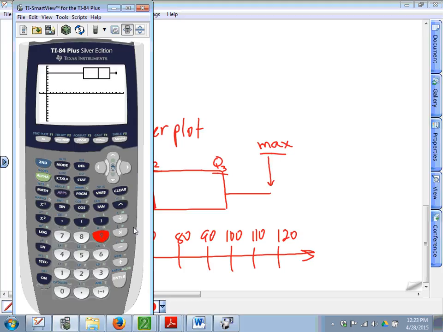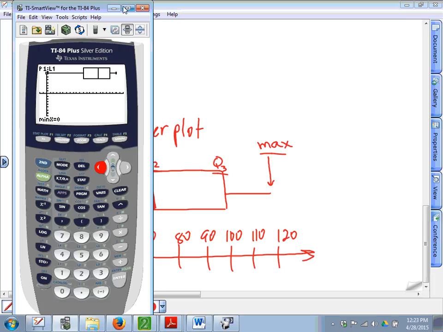Just looking at your data in question 4, what was the smallest value? 0. That's why the left side of this goes all the way to 0. What was the largest number? 21. So the right side goes all the way to 21. If you hit trace, it tells you what the median is, what Q1 is, the min. Kind of cool, huh? The calculator can do a bunch of cool stuff.